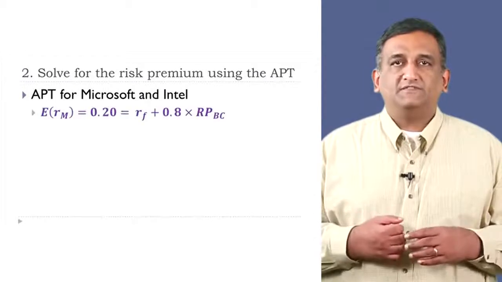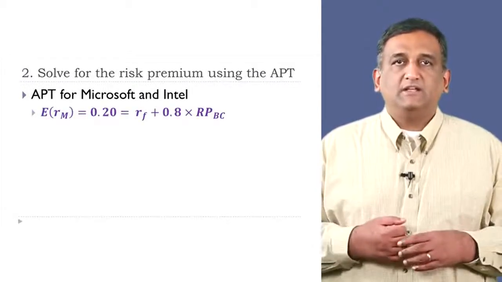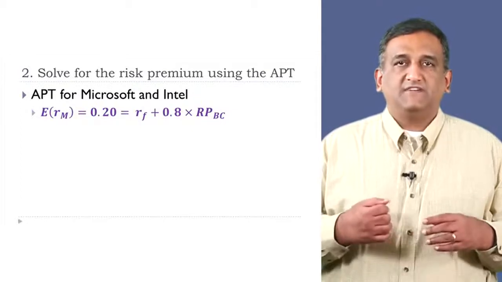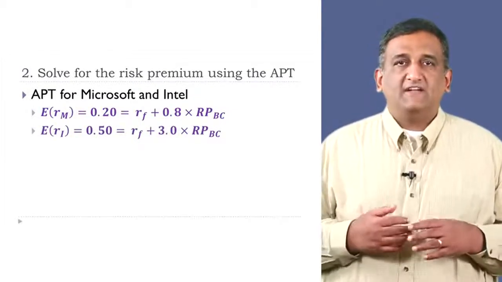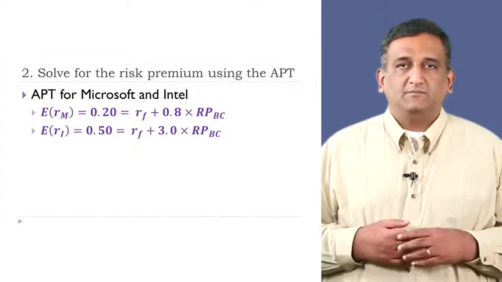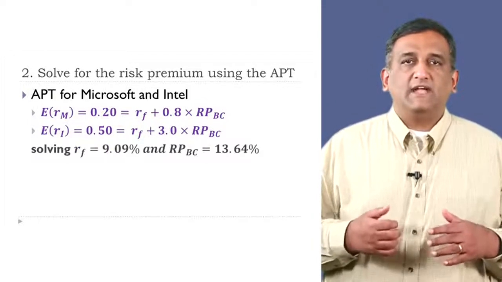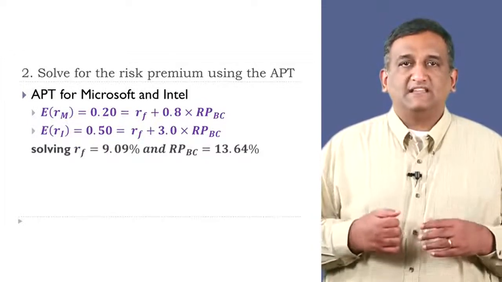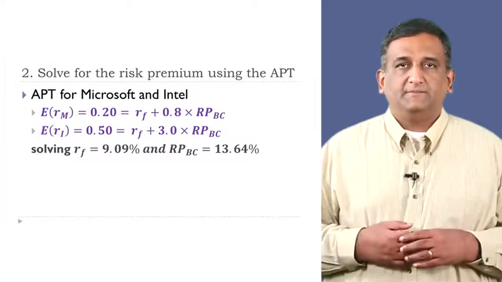For Microsoft, we have 0.2 equals the risk-free rate plus 0.8 times the risk factor premium. For Intel, we have 0.5 equals the risk-free rate plus 3 times the risk factor premium. Solving, we find that the risk-free rate is 9.09% and that the business cycle risk factor premium is 13.64%.